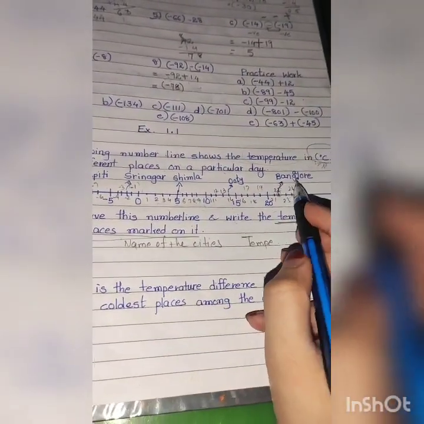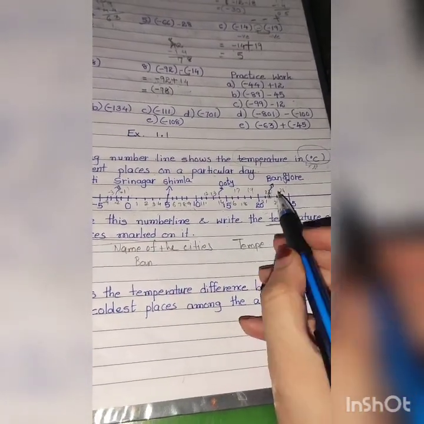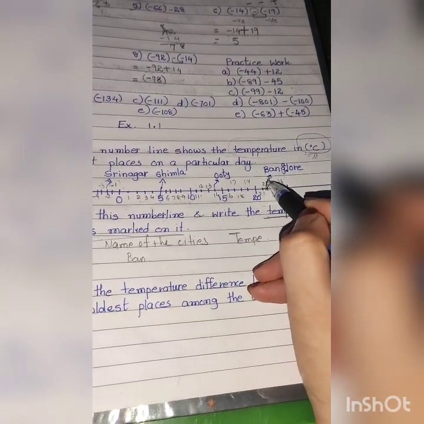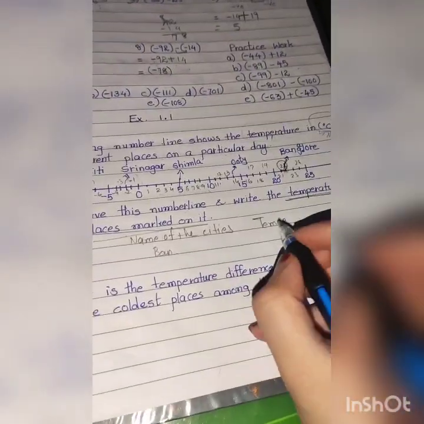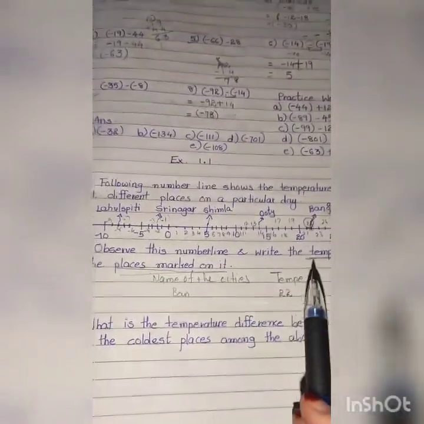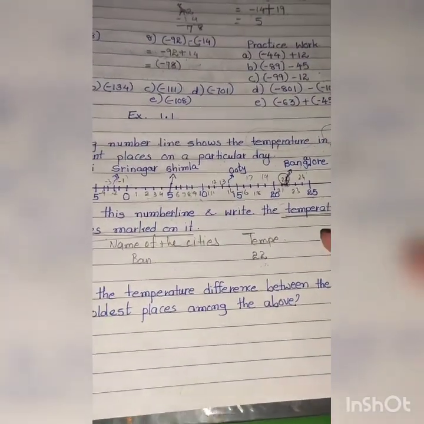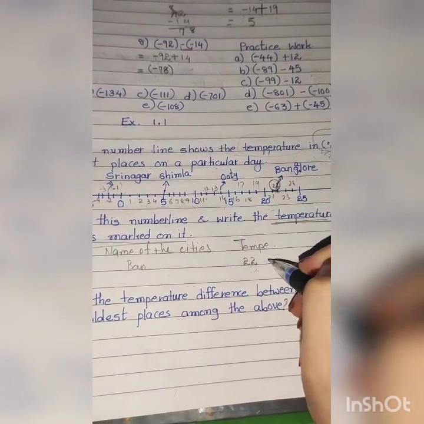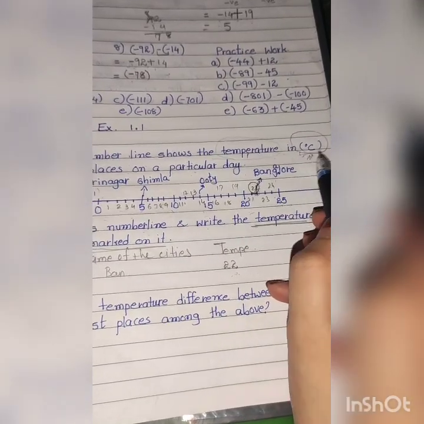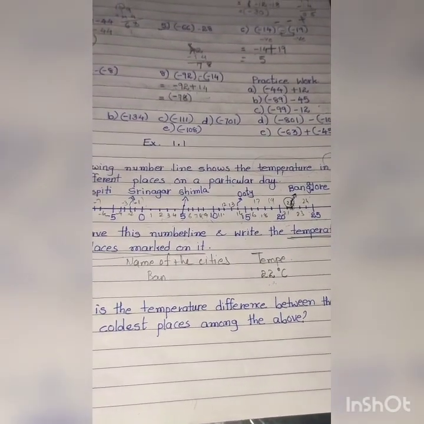So let's start with Bangalore. You will write Bangalore, and then over here you will write Bangalore's temperature. Exactly at this arrow, look which number is there? 22. So the temperature is 22, and the temperature has a unit, so you must write the unit. And which unit will you write? The unit which is given in the question, that this temperature is in degrees Celsius. So here you are going to put the unit degrees Celsius.